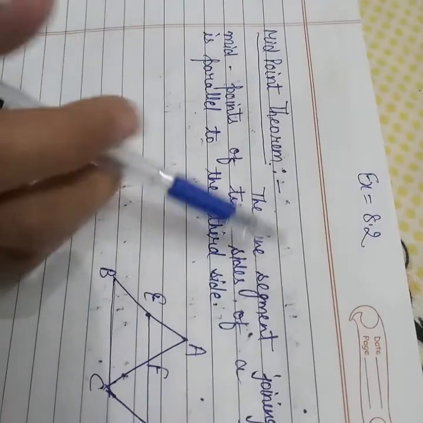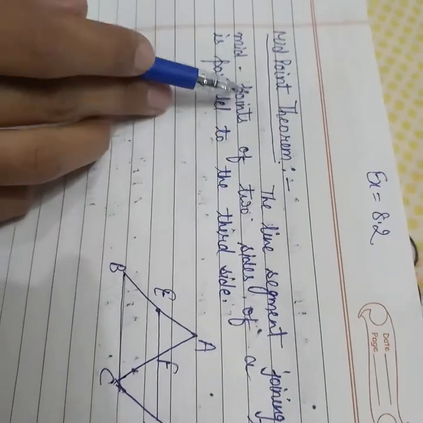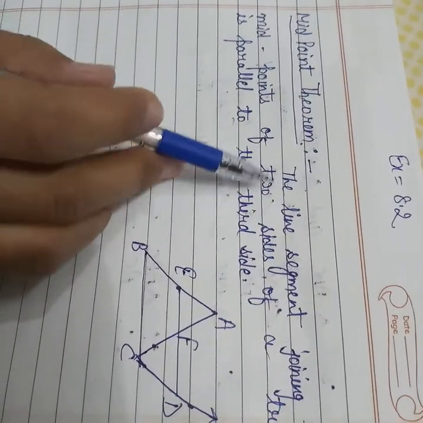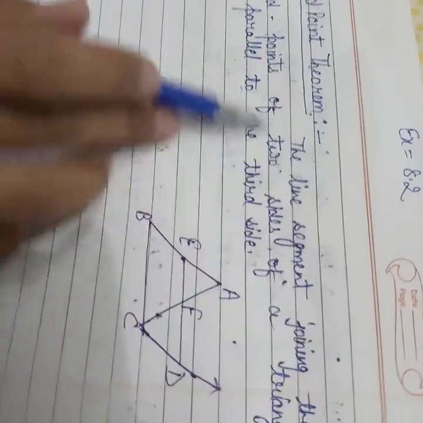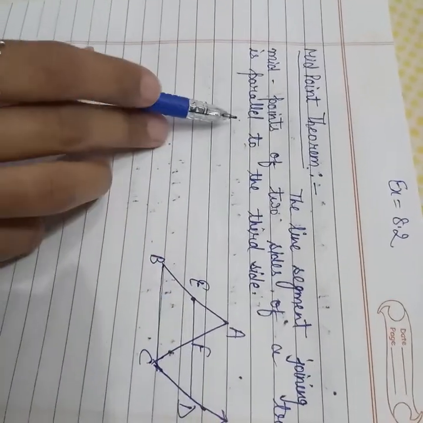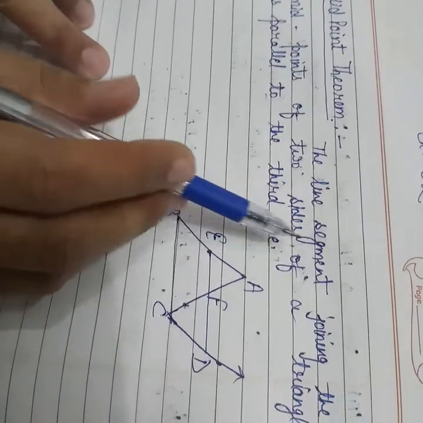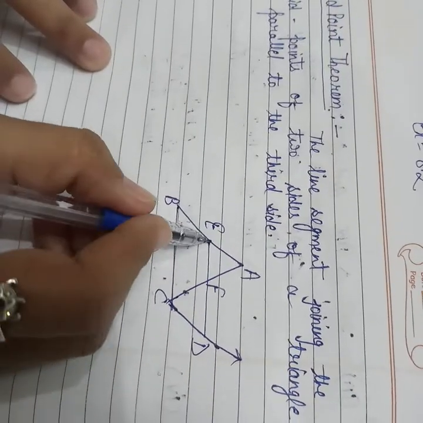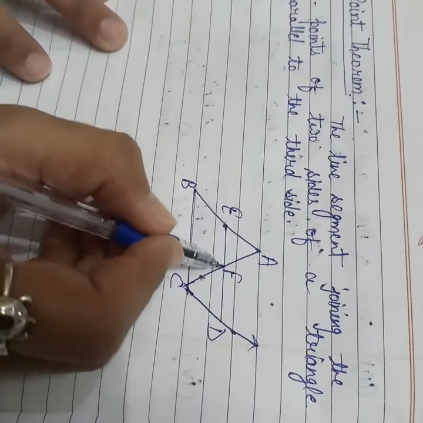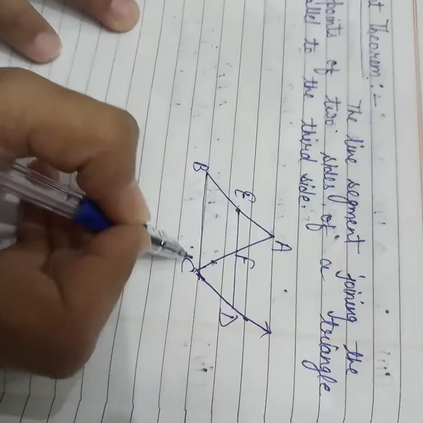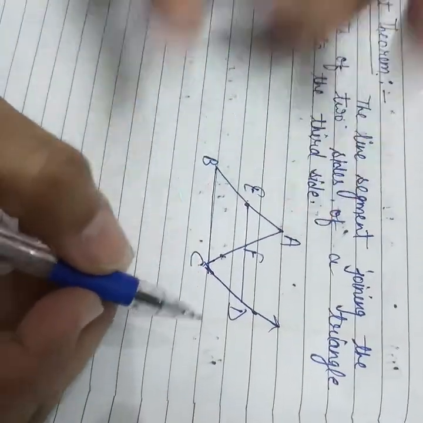Today we will start exercise 8.2. Before that we do the midpoint theorem. The midpoint theorem says the line segment joining the midpoints of two sides of a triangle is parallel to the third side. According to this theorem, let E and F be the midpoints of sides AB and AC of triangle ABC.